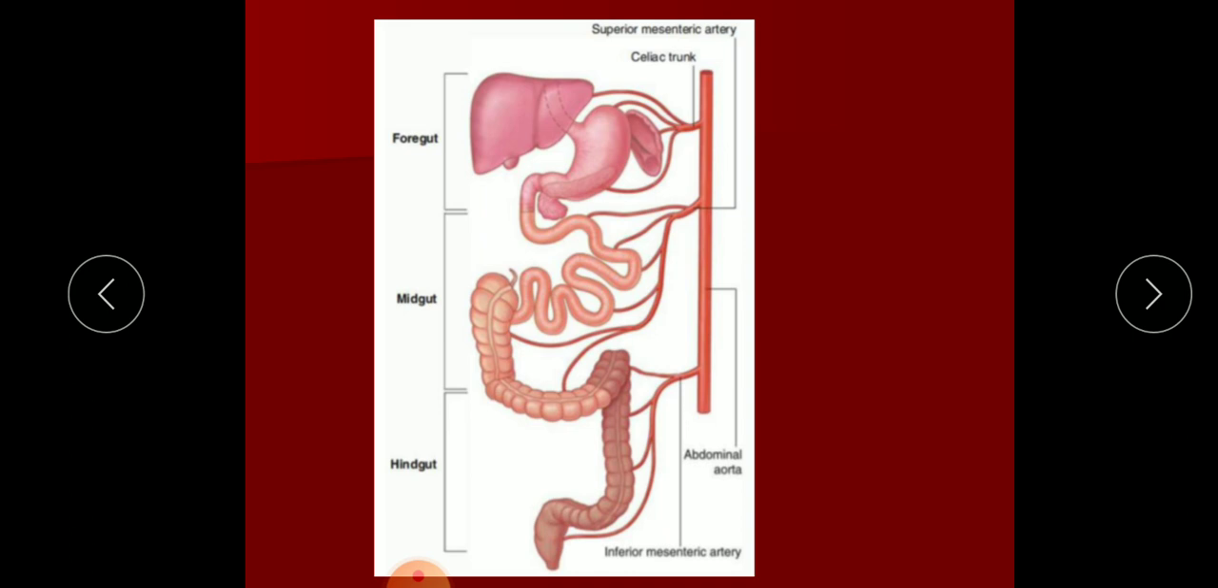The artery of foregut. Which is the artery of foregut? It is the celiac trunk. Which is the artery of midgut? It is the superior mesenteric artery. Which is the artery of hindgut? That is the inferior mesenteric artery. Fine.